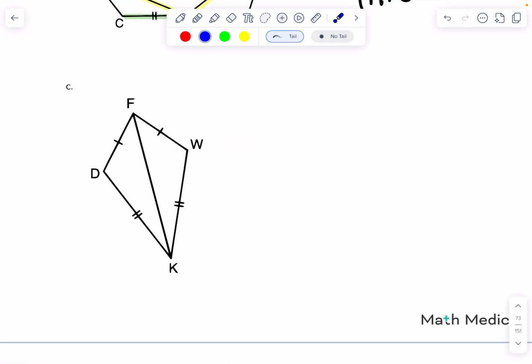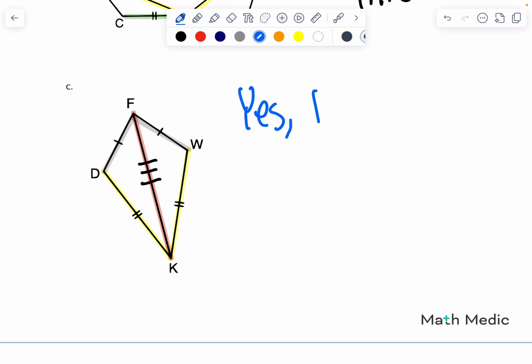All right, lastly. FD, I look, it is congruent to FW. I see the one little tick mark. That's what's telling me that. Then I have DK and WK. Those are congruent. I only have 2 congruent sides, so I might think, yeah, they're probably not congruent. But notice they both share this same side. And of course, that side is congruent to itself. So are these triangles congruent? Yes, they are. How? Through side, side, side.